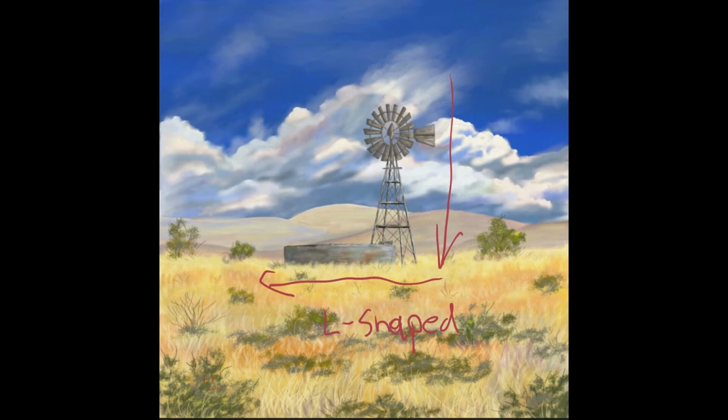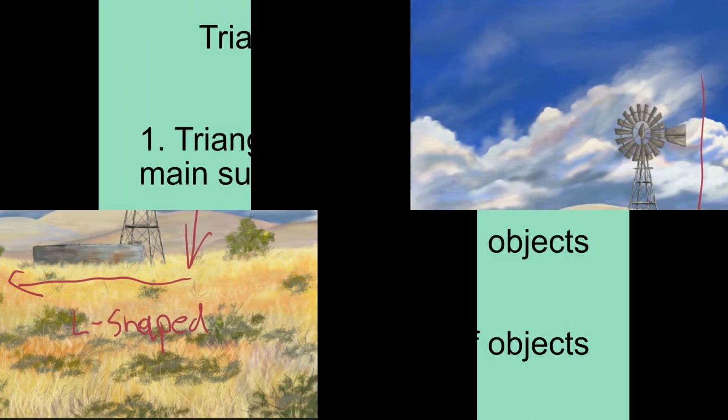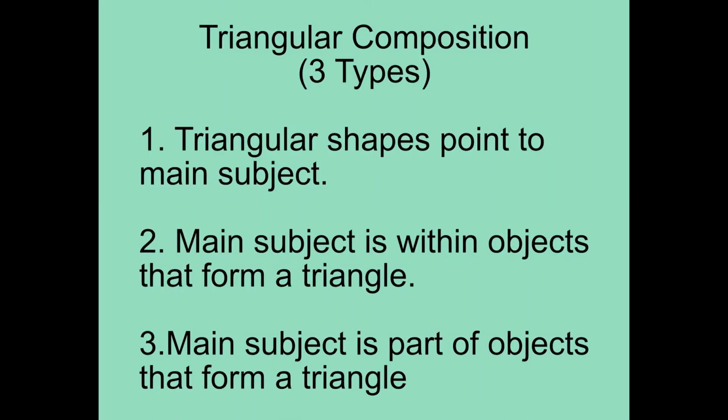And these are pretty simple compositions, but the ones that are a little bit more complicated are triangular compositions, and there's three types of these. The first one is triangular shapes that point to the main subject. The second one is the main subject is within objects that form a triangle. And the third one is the main subject is part of objects that form a triangle. Now these are sort of complicated, so I'll explain what they mean here.